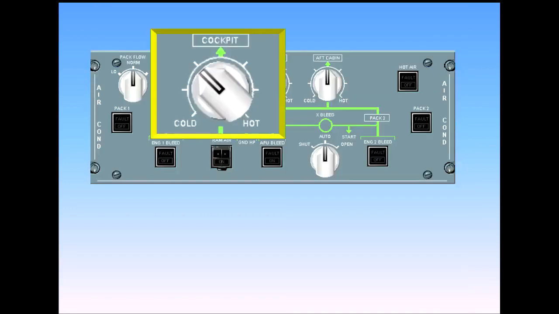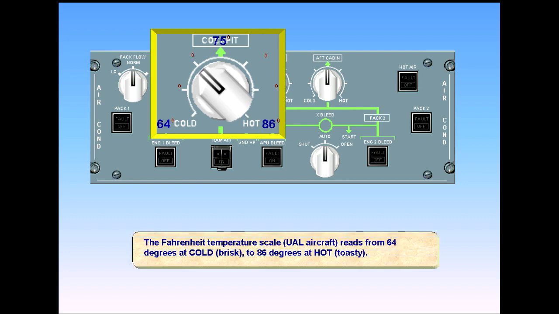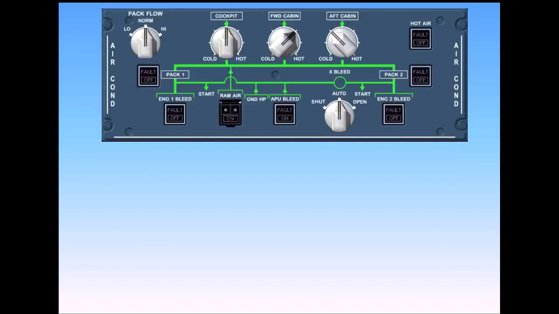The Fahrenheit temperature scale reads from 64 degrees at cold to 86 degrees at hot. During the flight phase, the air conditioning system will work automatically, and the only likely pilot input that may be required is to adjust zone temperature.